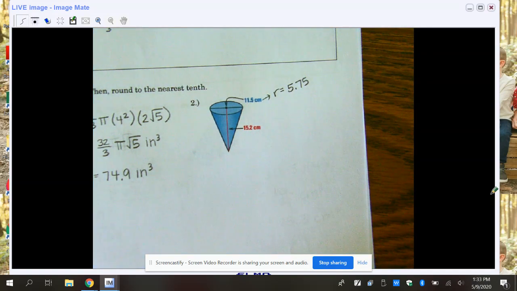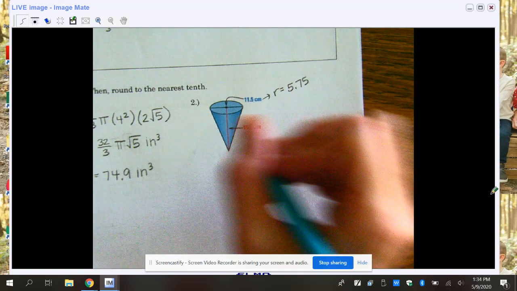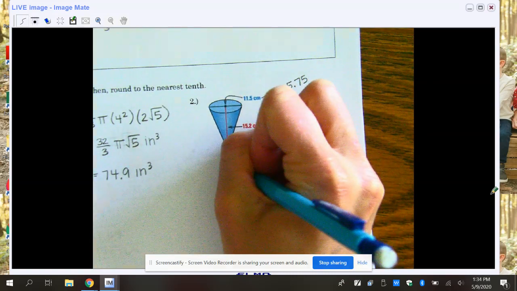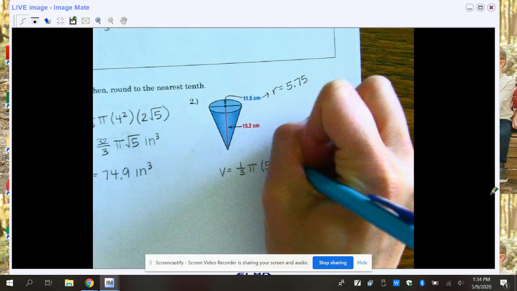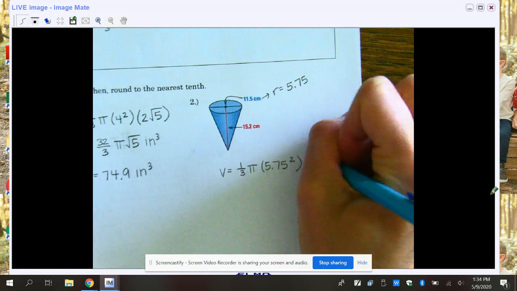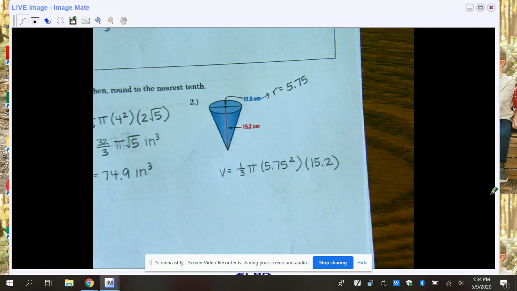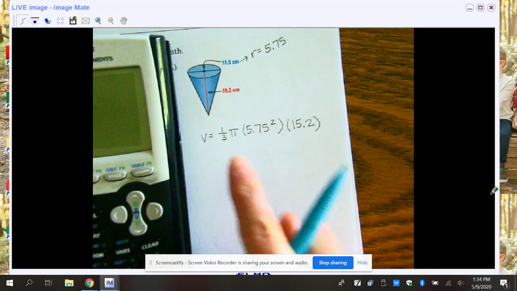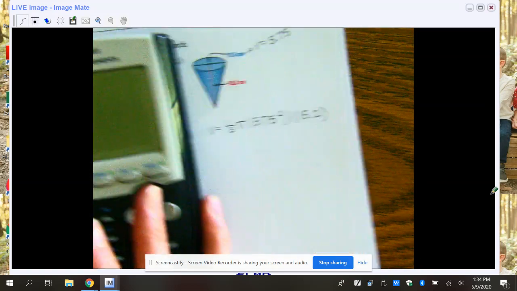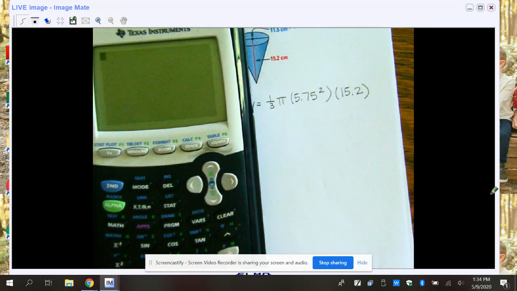I don't need to do the Pythagorean theorem. You don't need to know slant height to find the volume. So it's going to be 1/3 times pi times r squared times h. All right, so most likely this is not going to be divisible by 3, but we'll check it out. So 1/3 times 5.75 squared times 15.2. Let's see if that gives me something nice.